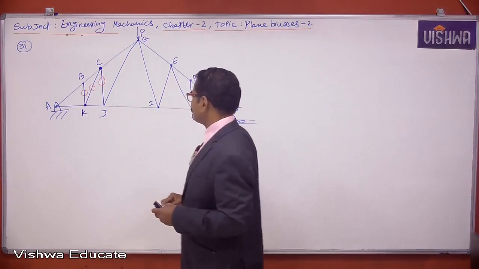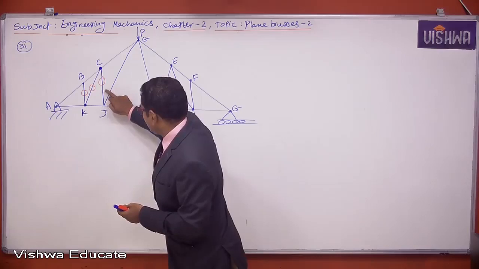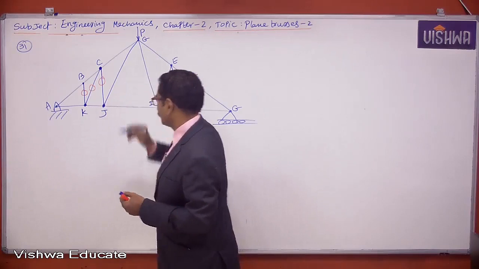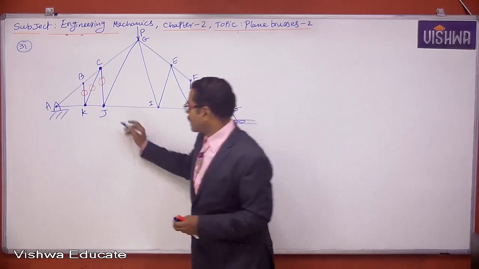Alright? Now come to joint J. About joint J, how many members are joined? This member is joined, this member, this member, this member. Four members are joined about joint J. But out of these four members, member JC doesn't carry any load. Whichever element doesn't carry load, just ignore it. So practically about J, only three members are joined: this member, this member, this member.